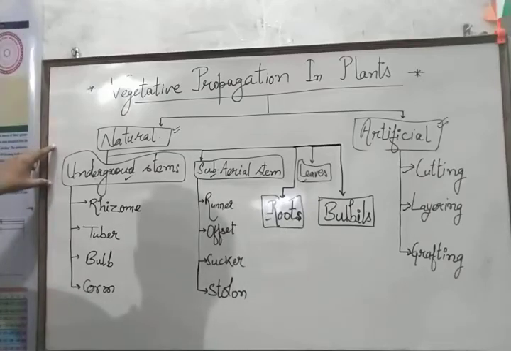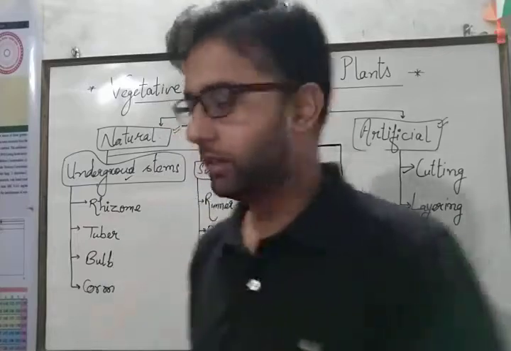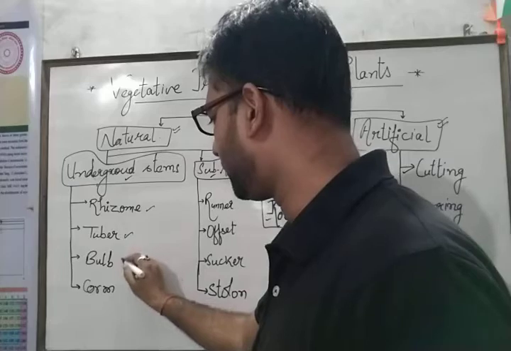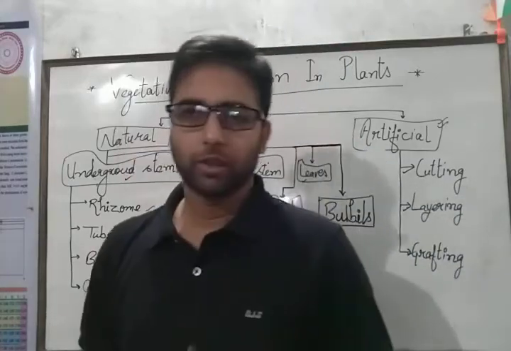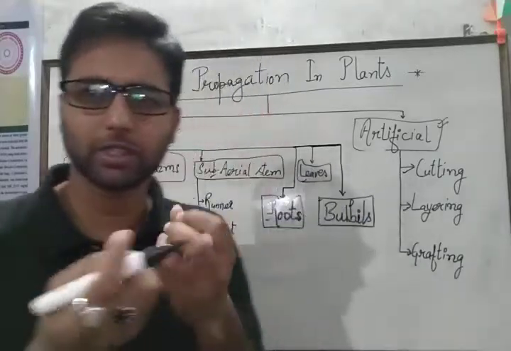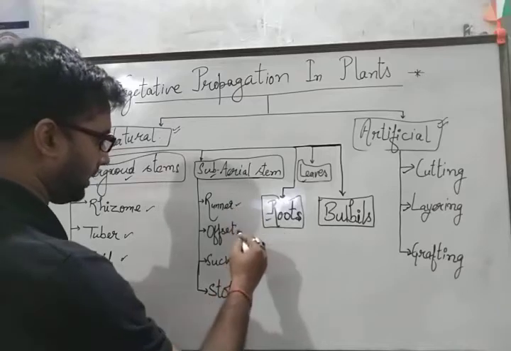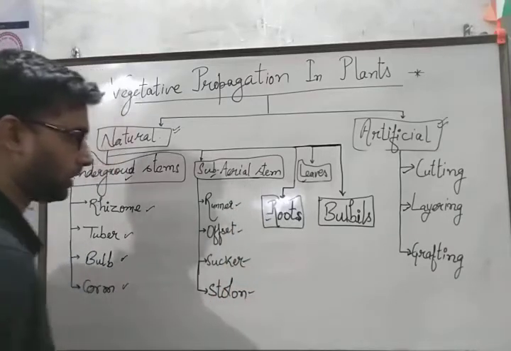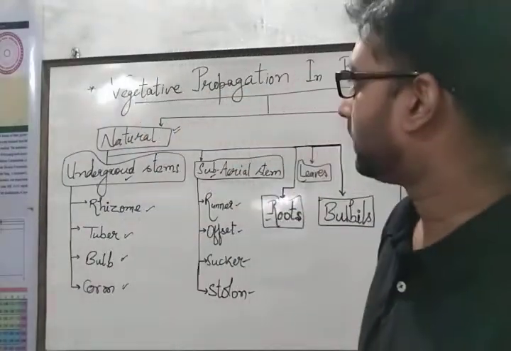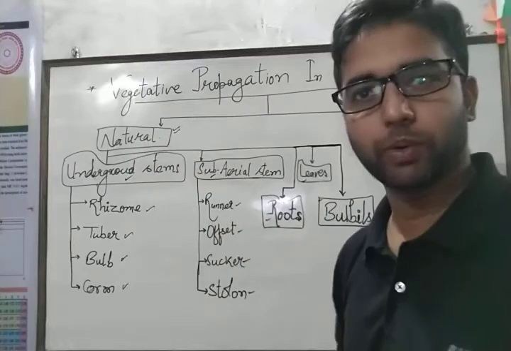Again, underground stems are of different types. They have different modifications, and that's why they are given different names: rhizome, tuber, bulb, corm. We will discuss them one by one in some detail later on. And some aerial stems are runner, offset, sucker, stolon. Okay, so let's start with natural vegetative propagation.